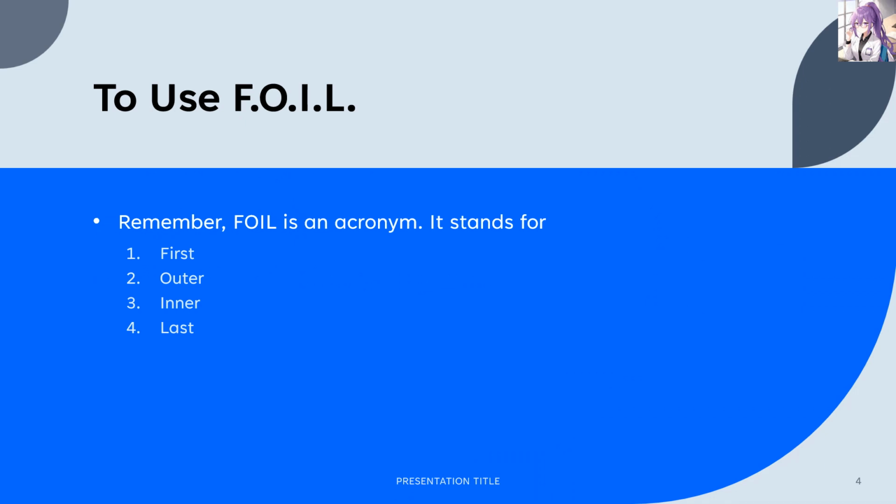To use the FOIL method, we have to understand that it's an acronym. Each letter stands for a different step. F stands for first, O stands for outer, I stands for inner, and L stands for last. This acronym stands for the steps we're going to do this in.